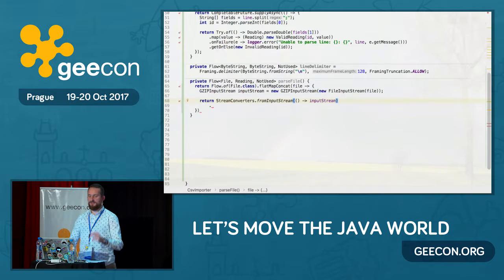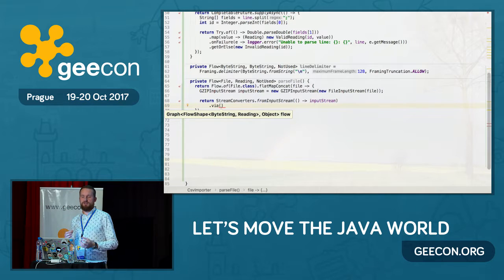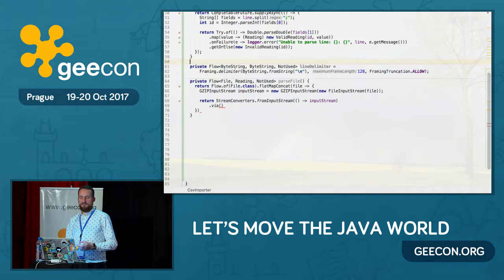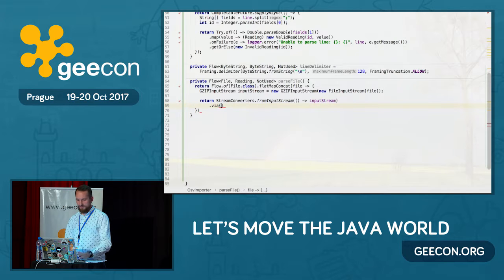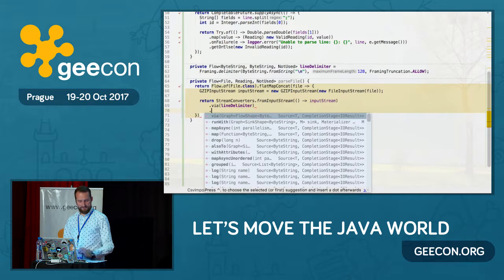Oh, okay, it's a source of byte strings. So when we have a source of byte strings, we need to pipe it through our line delimiter, which is a flow that takes a byte string. To connect the source to our flow, so to our processing stage, we use the via method, and we just say via line delimiter. This gives us a source of byte strings, and the byte strings already represent the lines in our file.